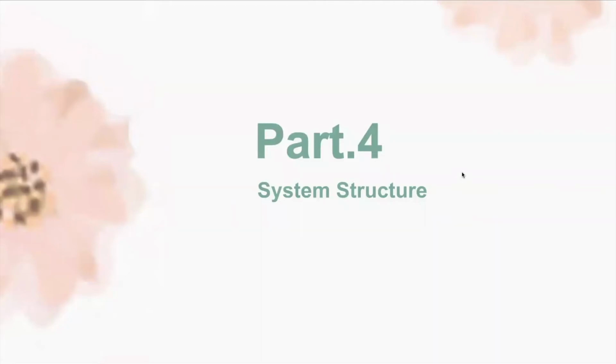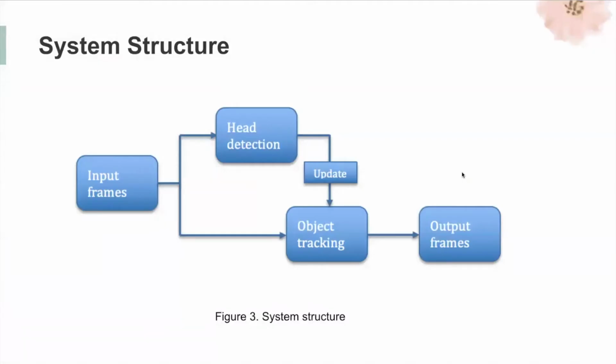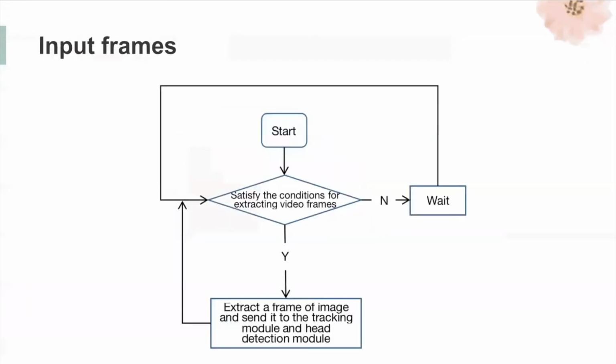The next part is our system structure. Our system has four parts. Input module reads the images. Head detection module detects the head position and gives it to tracking module to update the tracker. Tracking module is used to create and update all trackers. The position of each tracker would be shown in the output part.